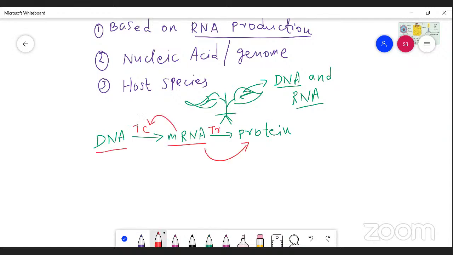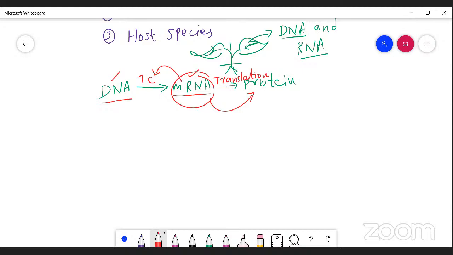DNA and RNA are the genetic material in all living organisms, plants and animals. The formation of RNA is classified in viruses. How is mRNA formed? The mRNA forms only from the process of transcription, where DNA is converted to mRNA. This is the first type of classification.